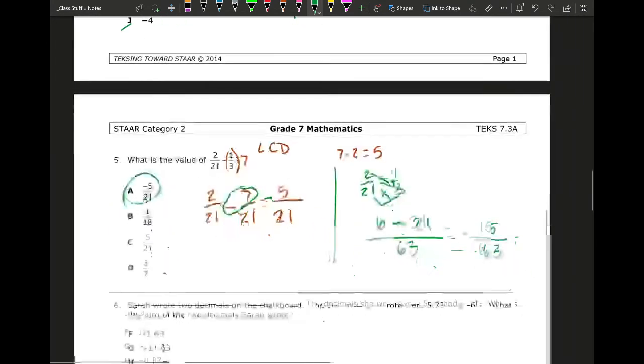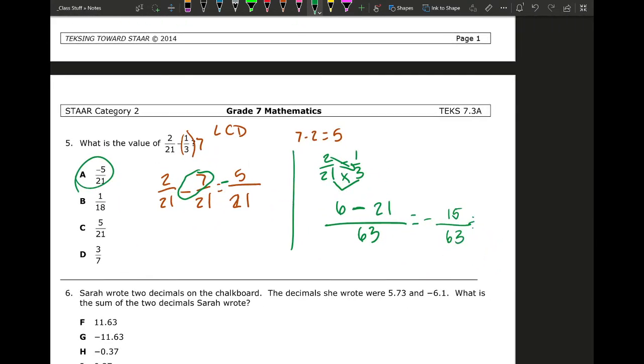This one, we can simplify. We can divide both of them by 3. 15 divided by 3 is 5. Remember, this is still negative. 63 divided by 3 is 21. My answer is the same as before. A little extra step because we had to simplify on that one. But you should know how to simplify.